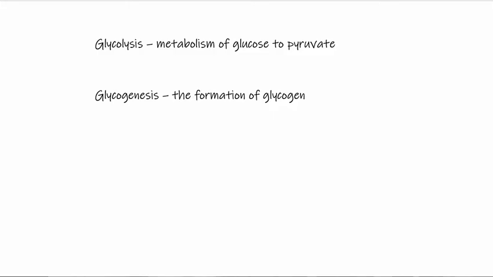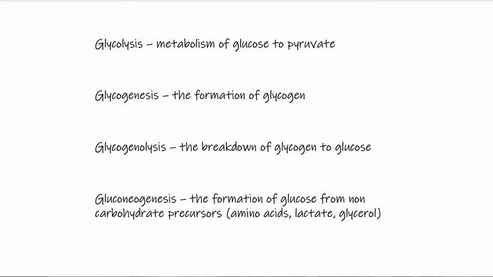Glycogen is nothing more than glucose molecules bound to each other in a long strand. Glycogenolysis is the breakdown of glycogen back into glucose. And then we have gluconeogenesis, which is the formation of glucose from non-carbohydrate precursors, such as amino acids, lactate, or glycerol.